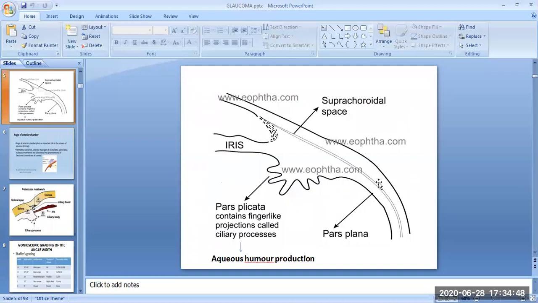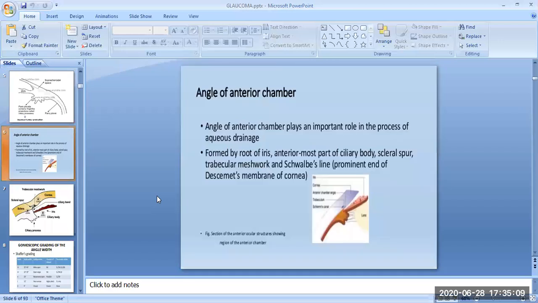This is the pars plana part of the ciliary body. This is the pars plicata part of the ciliary body. And the pars plicata has these finger-like projections. These are called the ciliary processes, and these ciliary processes are responsible for aqueous humor production. Then the second important thing is the angle of the anterior chamber. This angle plays an important role in the process of aqueous drainage.